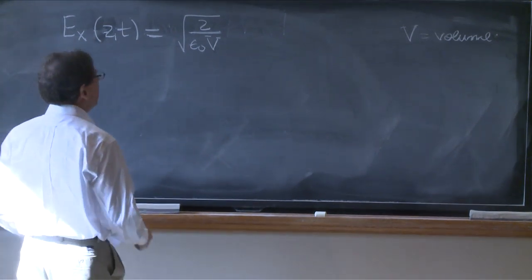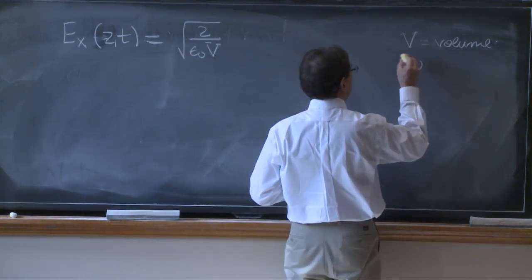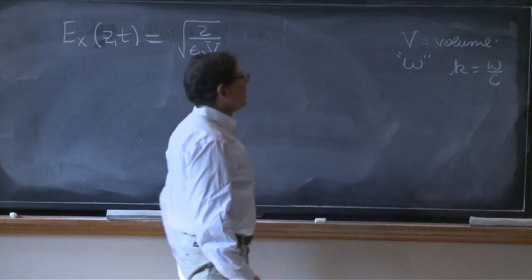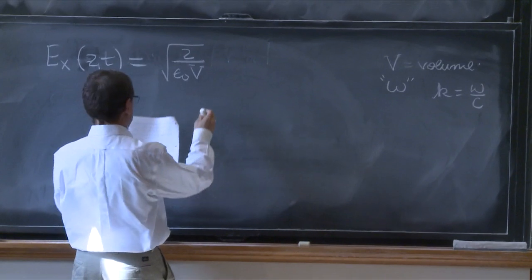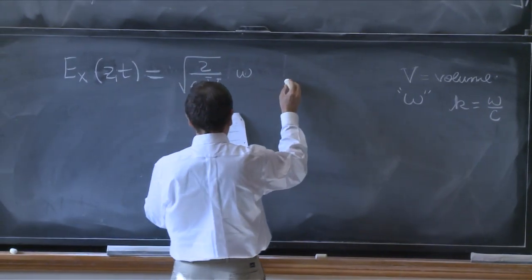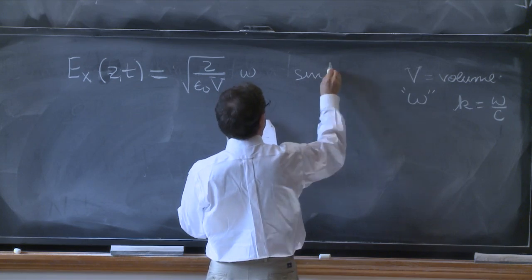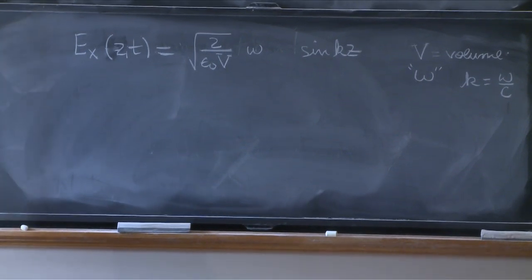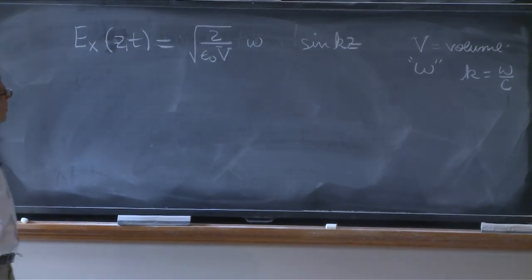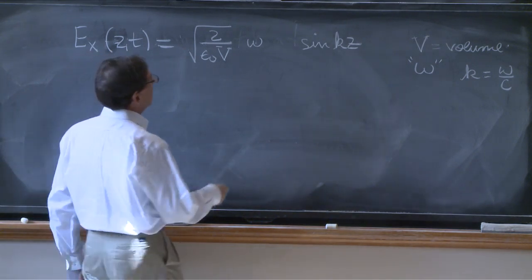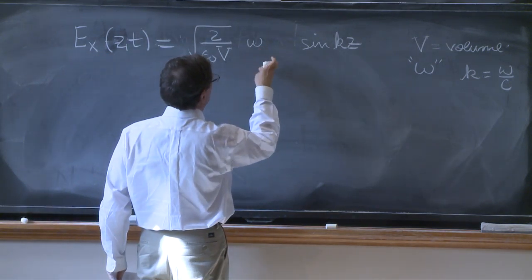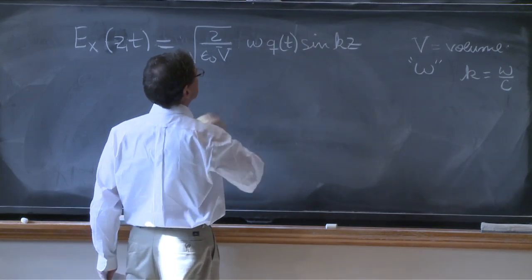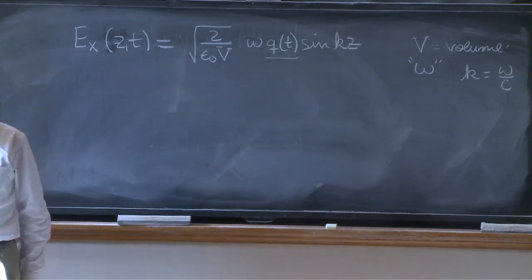So we'll have a wave, omega will be the frequency, k is omega over c for an electromagnetic wave. So we'll have this times omega sine of kz, a spatial distribution. And there will be a function of time, as you know. But this function of time, I want to leave a little general at this moment. So I'll call it q of t, some function of time to be determined.